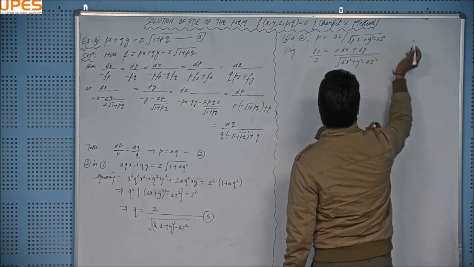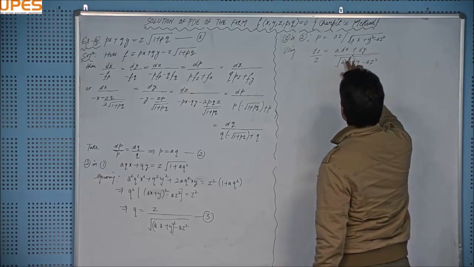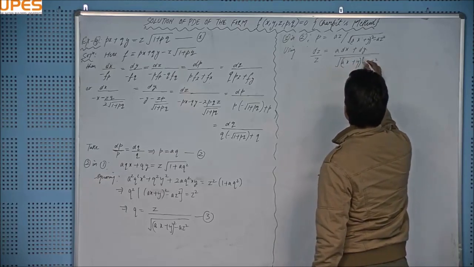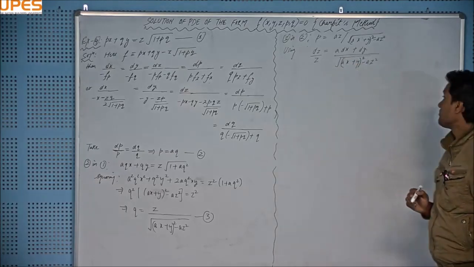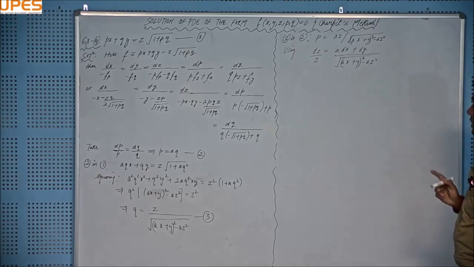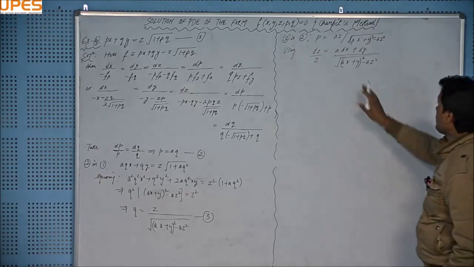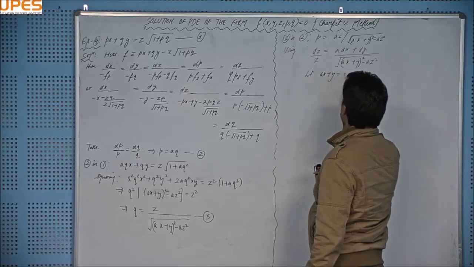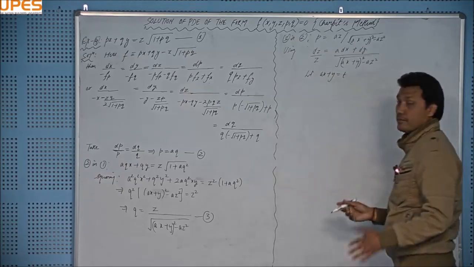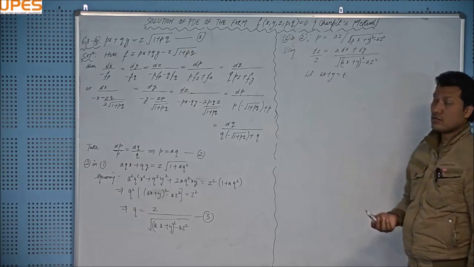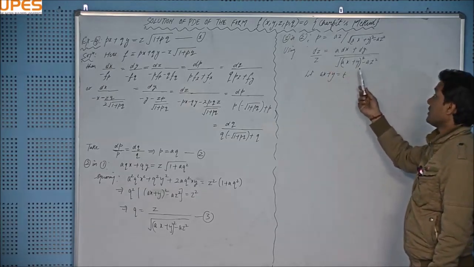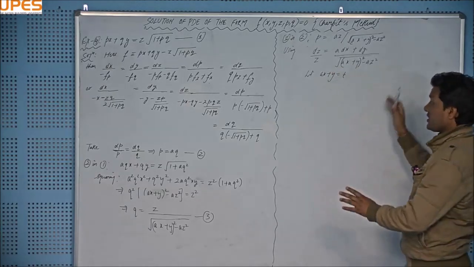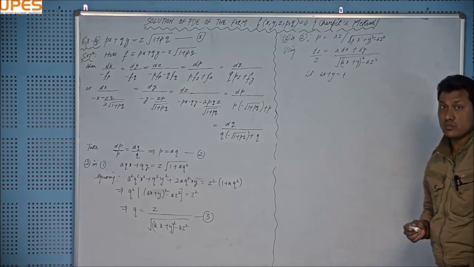AX plus Y whole square, fine. Okay, now it is integrable. Now, if I put AX plus Y equal to T, and why am I doing this? Because I cannot integrate with dz, dx and dy. I will try to convert it into an ODE, that means a variable separable form ODE.